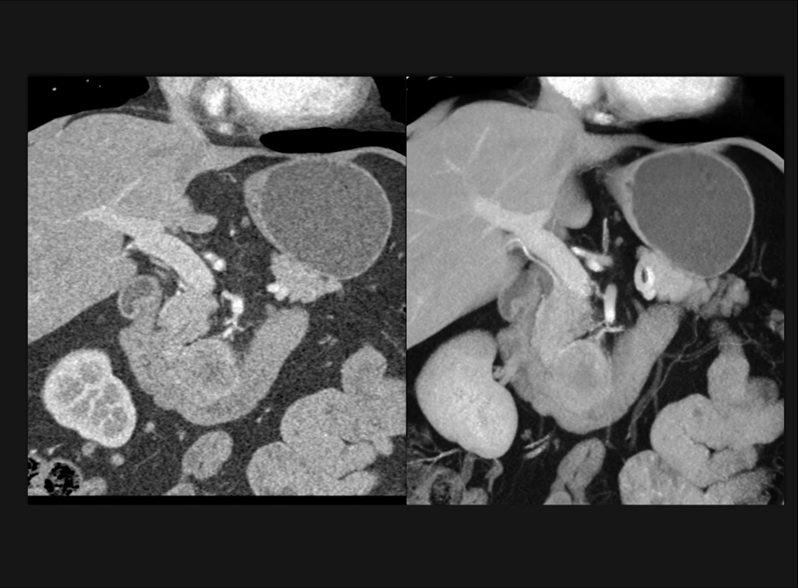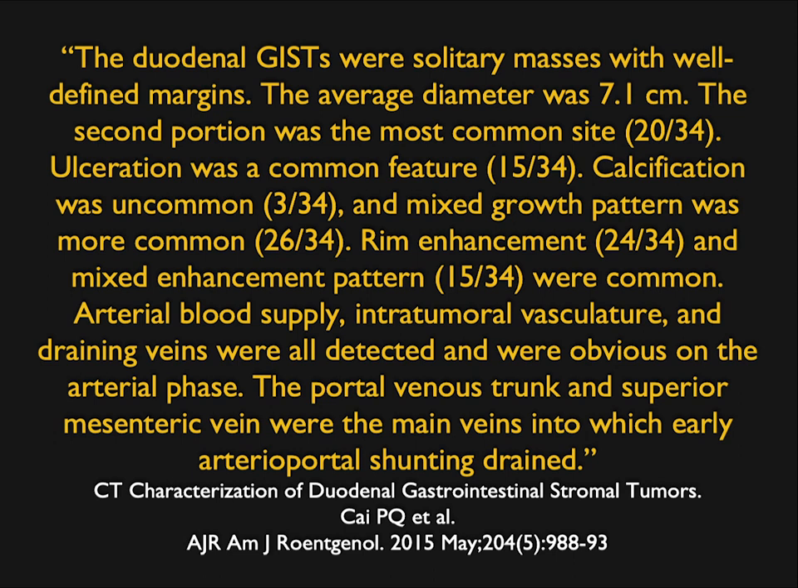So again, duodenal GIST tumors can be great mimickers. It's hard to always diagnose them, but it's important to always think about them. This article by Kay: duodenal GIST with solitary masses, well-defined, average diameter 7 cm, second portion of the duodenum most common, ulcerations, calcification was uncommon, mixed growth pattern was more common, rim enhancement occurred, arterial blood supply, intratumoral vasculature, and draining veins were all detected. So you can see very much matching what I showed you.